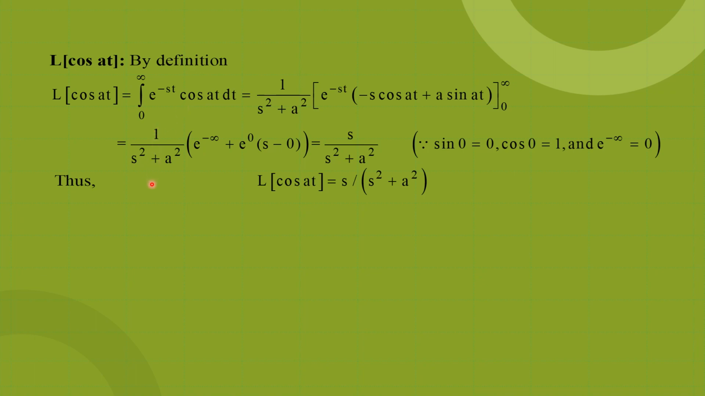Now 1 over s square plus a square, use the upper limit e power minus infinity and it is 0. So plus lower limit, e power 0, s minus 0, so just we have the s over s square plus a square. Here sin 0 is equal to 0, cosine 0 is equal to 1 and e power minus infinity is equal to 0. So Laplace of cosine at is equal to s over s square plus a square. So it is itself a formula, so in next we can use this formula.